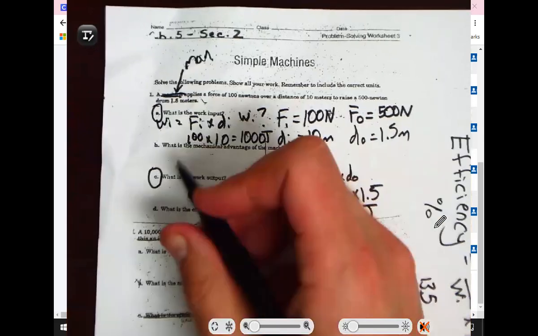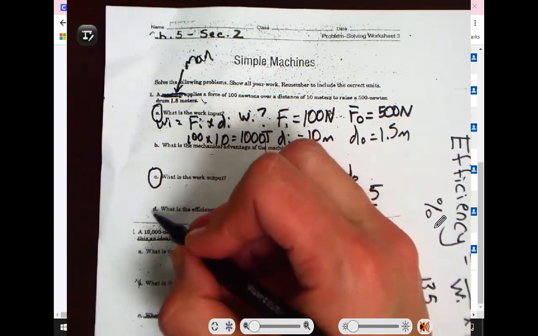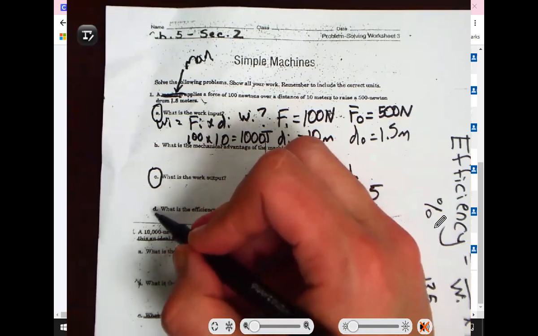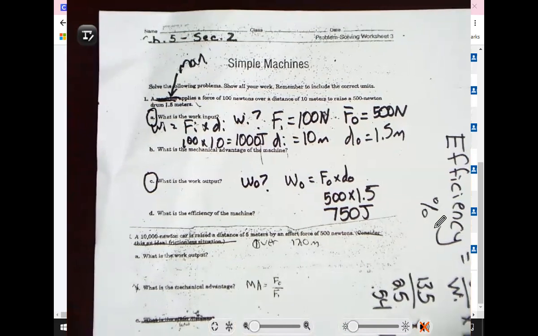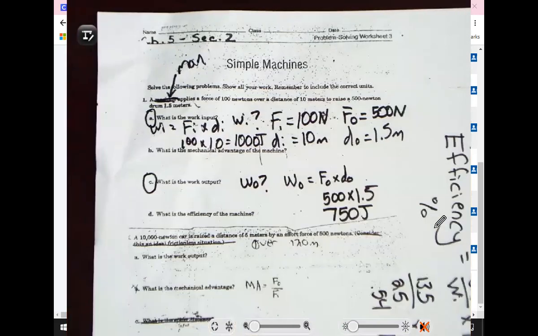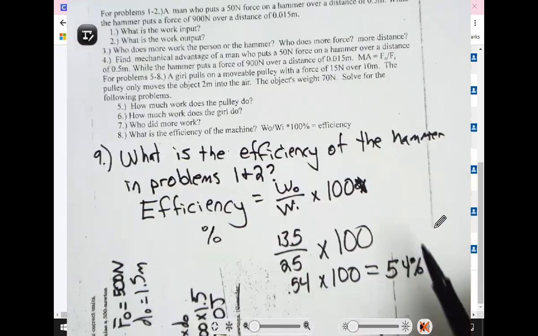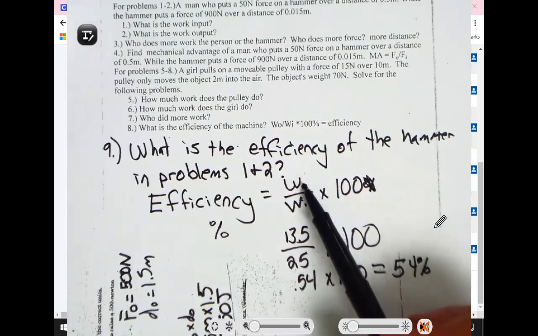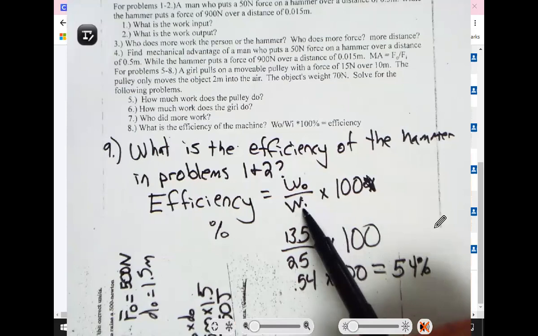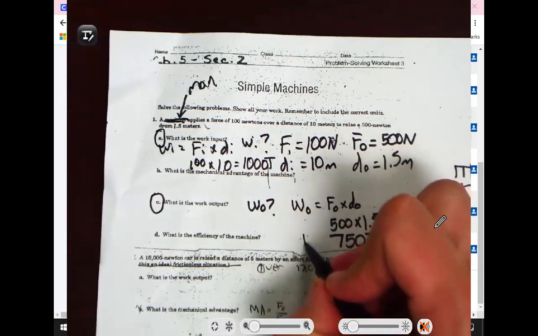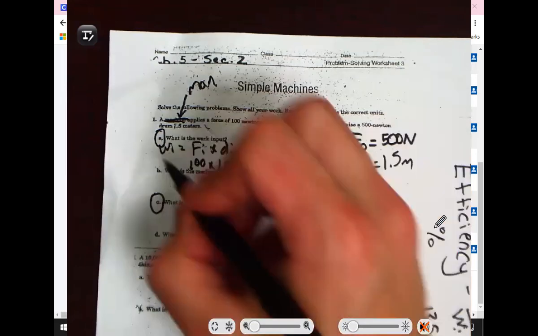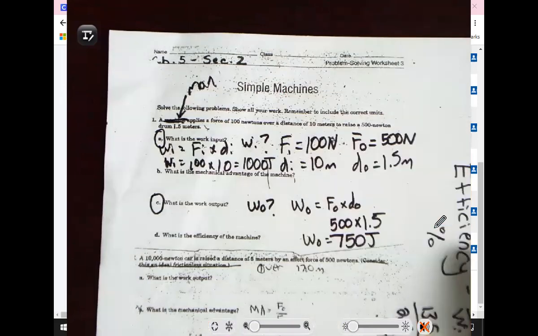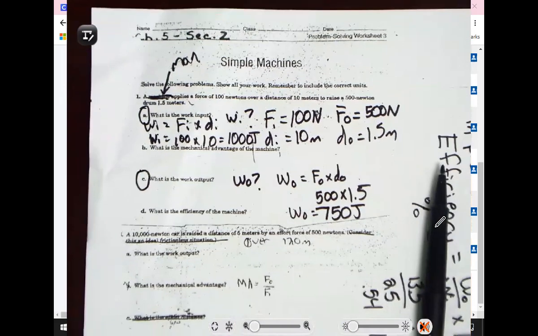All right, now what you're going to do is you're going to do D. I'm going to come around in 1 minute and see if you get D. The D is the efficiency. And you say, well, what was efficiency? Remember back at this problem where we did one earlier? Efficiency equals work output divided by work input times 100. We've already calculated work output, and we've calculated work input. So now calculate the efficiency. I'm going to come around in 1 minute to see if you get it.